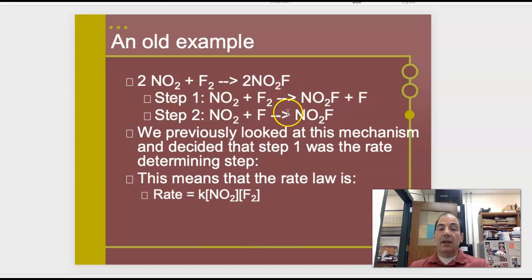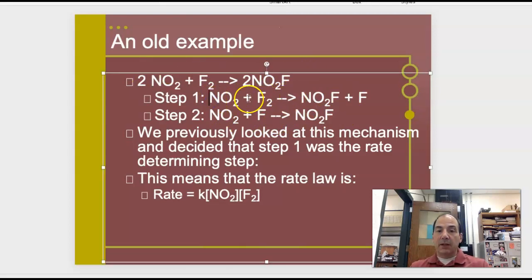And so I can now look at that, ignore the second step, ignore the overall reaction, and talk about the fact that my reactants are NO2 and F2. They both happen to be gases. I didn't include phases, but I'll tell you that. And so the rate law for this reaction is rate equals k times the concentration of NO2 times the concentration of fluorine. Both first order because there's a 1 in front.